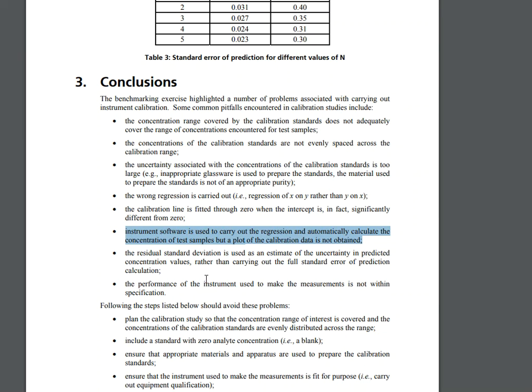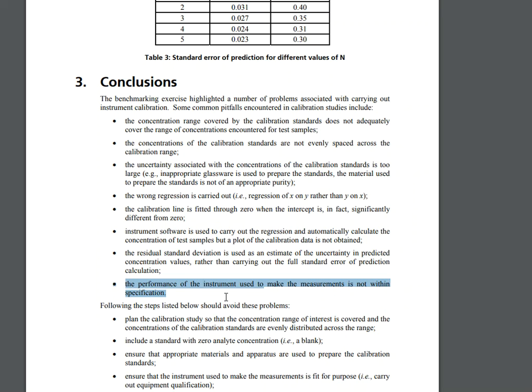Next, the residual standard deviation is used as an estimate of the uncertainty. This is really statistics, and I told you we're not going to be focused on that. The next one, the performance of the instrument used to make the measurements is not within specification. This was the whole concept of doing dupes, right? Standard 1 and then standard 1 dupe. You want to make sure that those signals are coming back to you with the same values.